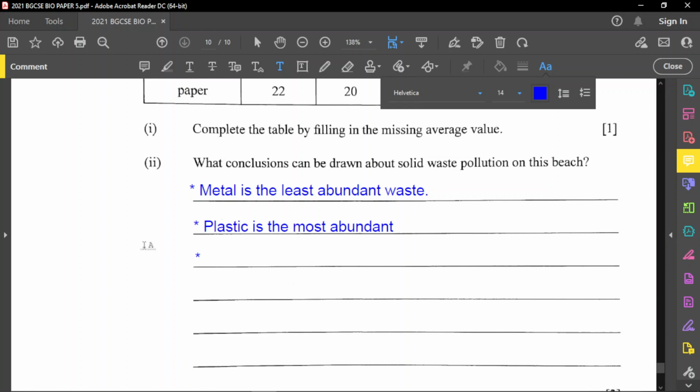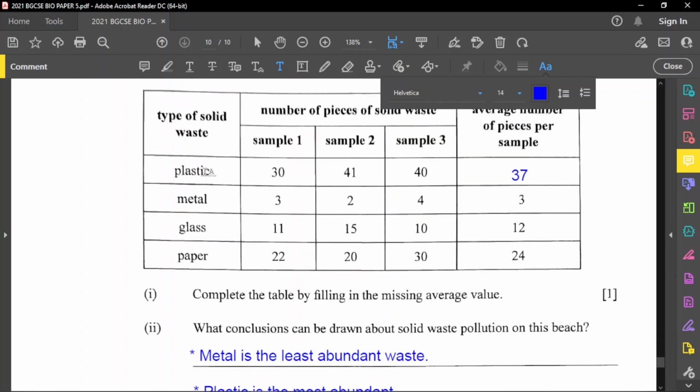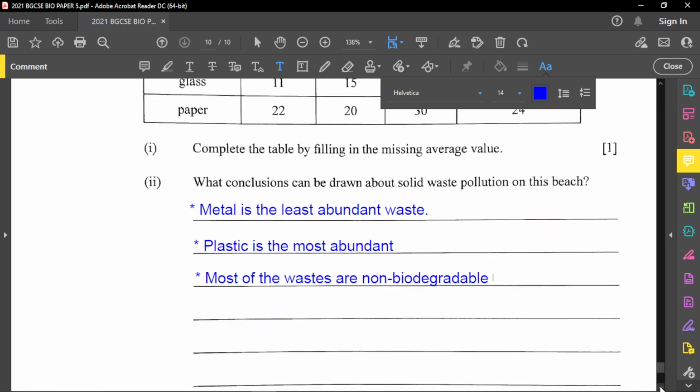And also, if you look at the chart again, you're going to realize that most of the waste is actually non-biodegradable. All right, so most of the waste is non-biodegradable. Looking back at the chart, you realize now that paper is the only biodegradable one, right? So that shows you that most of them are really non-biodegradable. Add up the total amount and it will be way more than the paper, right? So in terms of percentage, non-biodegradable waste makes up a larger percentage on the beach.